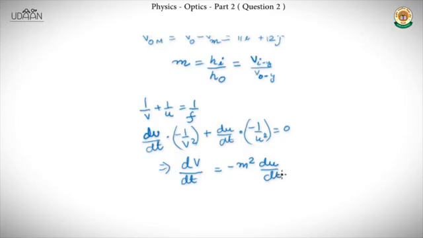Now as we know that m is equal to minus v by u. So this will give me the velocity of the image along the x-axis is equal to minus m square times the velocity of the object along the x-axis.